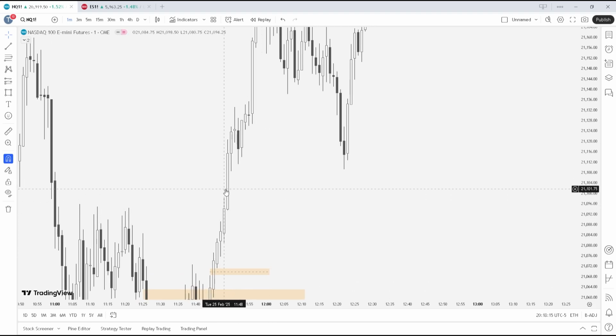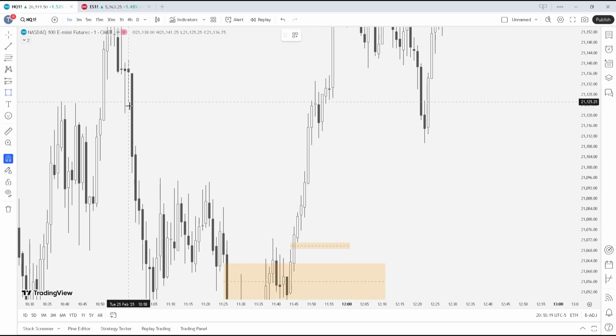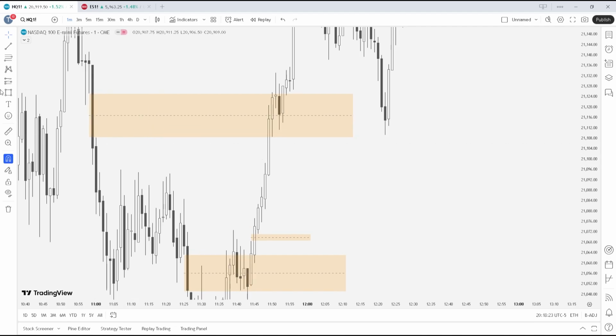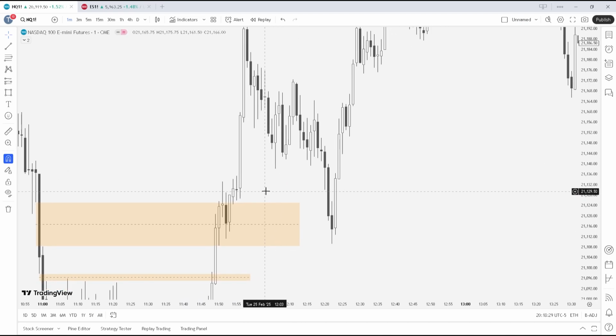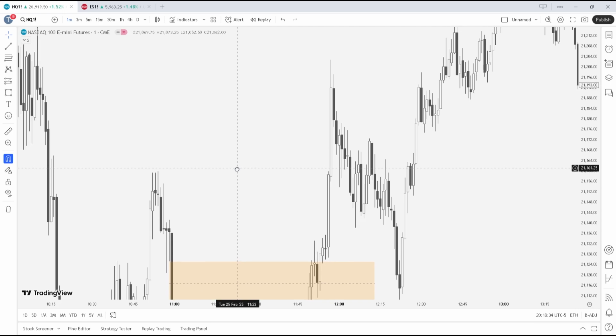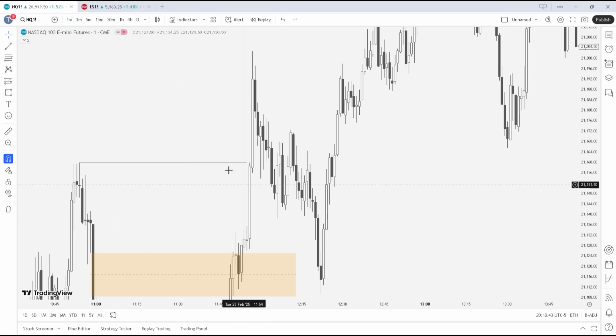We keep making these BISIs, we keep making these BISIs, and then as you can see, these SIBIs that we made on the way down, those just get violated through, right? And you can just kind of see how well they work, right? And then now we come up, we sweep this liquidity pool, right? So we have a sweep of this liquidity pool. So now we have a slight retracement.